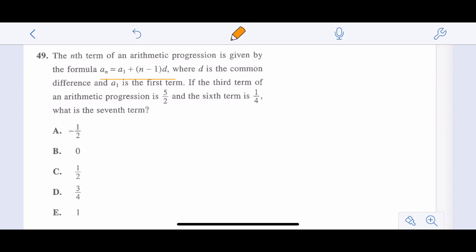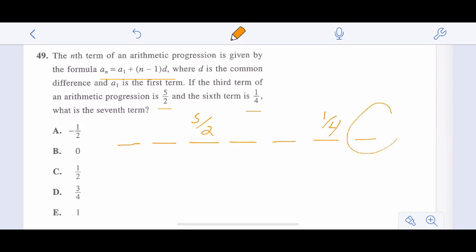If the third term of a progression is 5 halves and the fourth term is 1/4, what is the seventh term? So I'm just going to draw 7 blanks. 2, 3, 4, 5, 6, 7. And my third term is 5 halves. Let's try that again. 5 halves, a little better, not great. And the 6th term is 1/4. We want to know what is the 7th term. So what is this term?